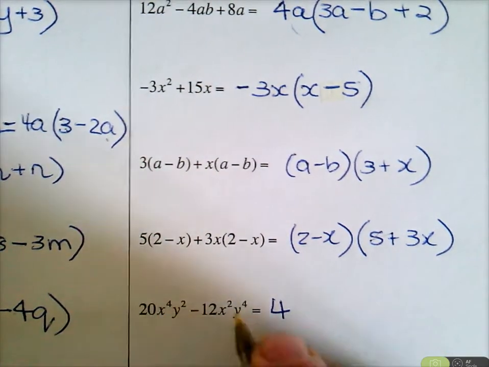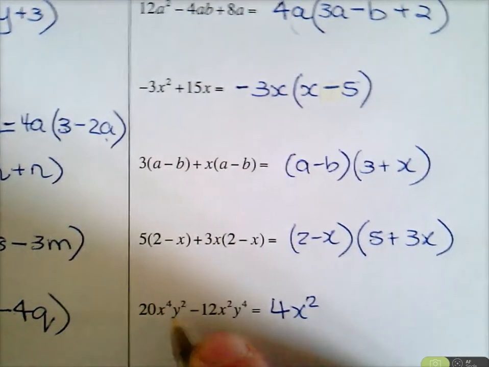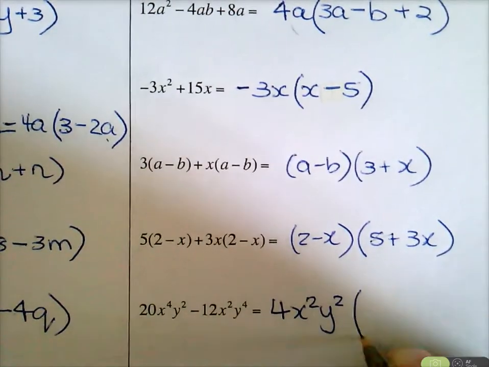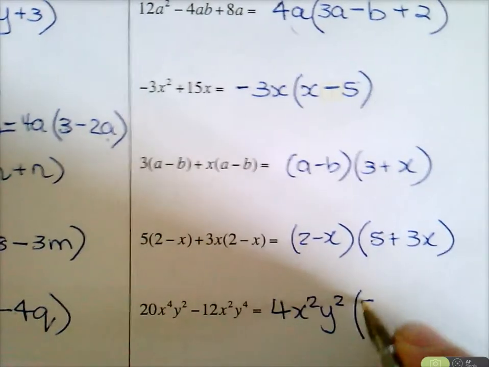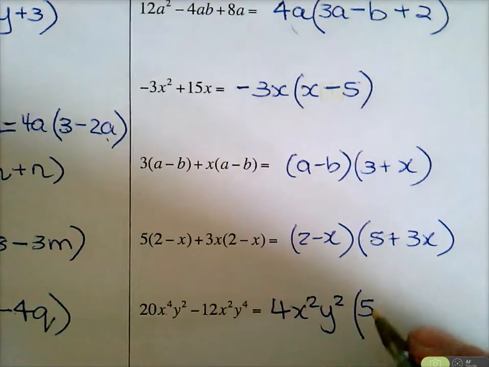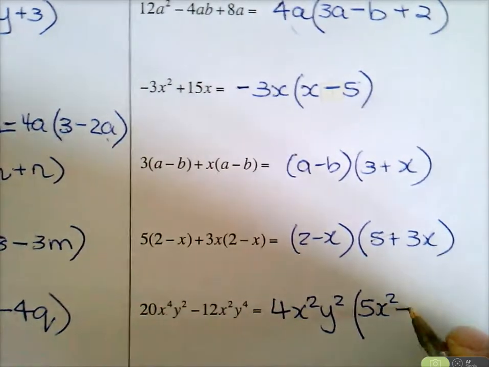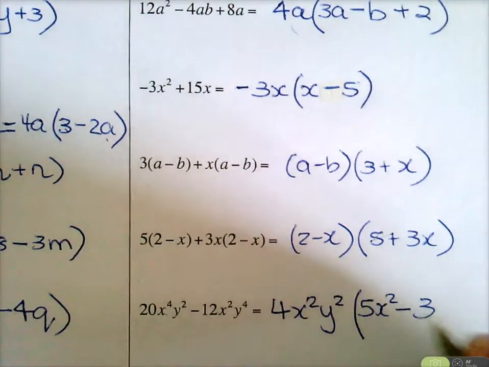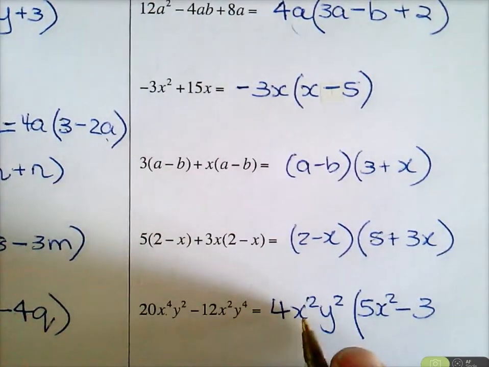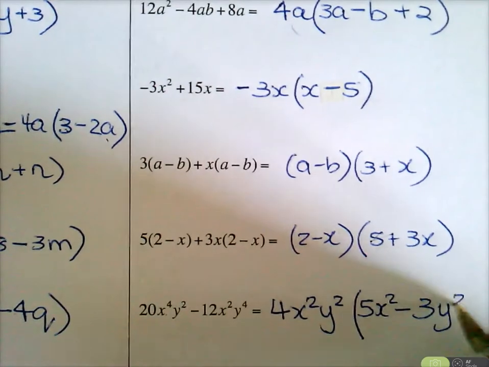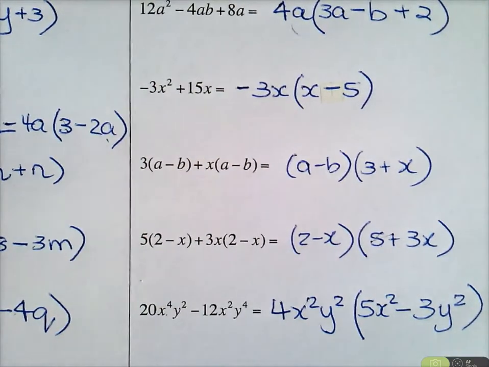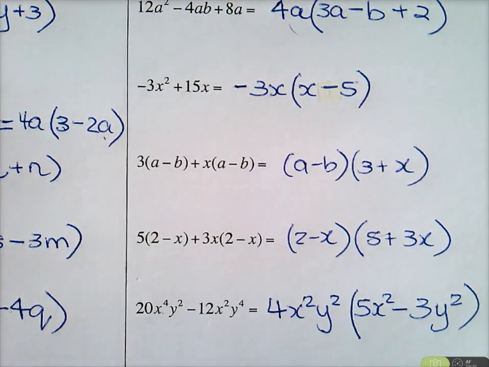4 is in common. There's an x squared as a minimum in each and a y squared. All right, first term, we need a 5 to make 20. We need another 2 x's. We've got enough y's. Minus, we need a 3 to make 12. There's enough x squareds, and we're missing a y squared. And that's the end of factorising.